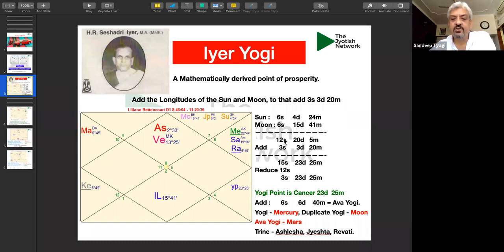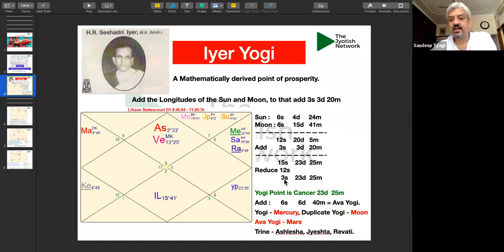So if we were to reduce that, we would have got 0 here itself. But I didn't do that. I just kept the maths there, and added the Iyer constant of 3 signs, 3 degrees, 20 minutes. This is the Iyer constant. I call it the Iyer constant because that's the number which gets added every time. And you arrive at another longitudinal number. We reduce 12 here, and we have a remainder of 3 signs, 23 degrees and 25 minutes.